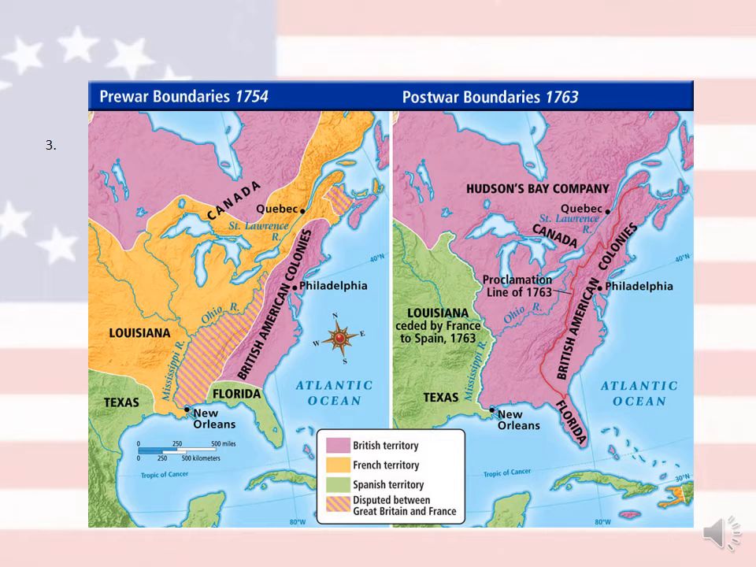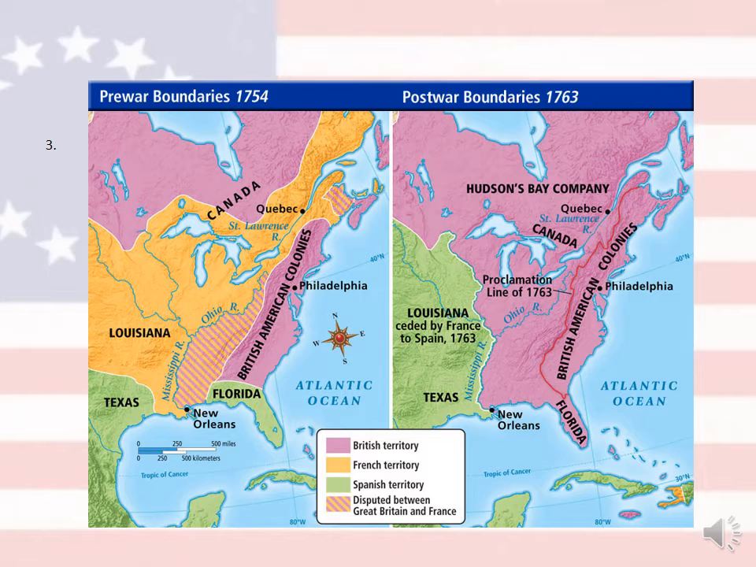So these two maps here kind of show how this progression happens. The purple shaded area is the British American colonies. On the left-hand side, pre-war. These are the pre-war boundaries. You have the French territory in orange here, and then Spain still controlled Florida and present-day Texas in 1754 on the map to the left.